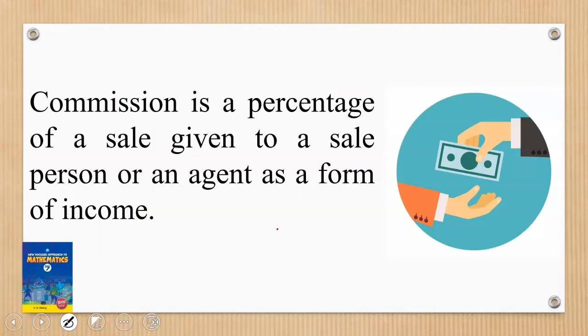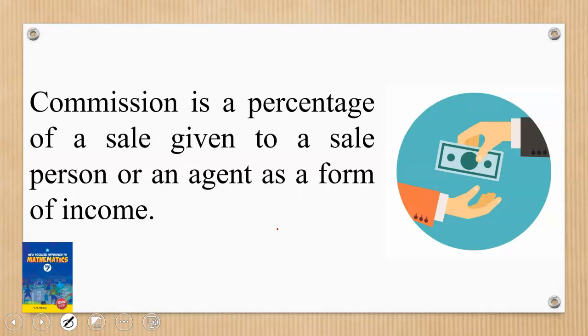What is commission? Commission is a percentage of a sale given to a salesperson or an agent as a form of income. Let's say, for example, I write a book and I tell you to take my books to schools to go and sell. If you sell one book, I'll give you a commission of 20 cedis. So if you sell 20 books, your commission will be 20 times 20 cedis, and that will give you 400 cedis, right?